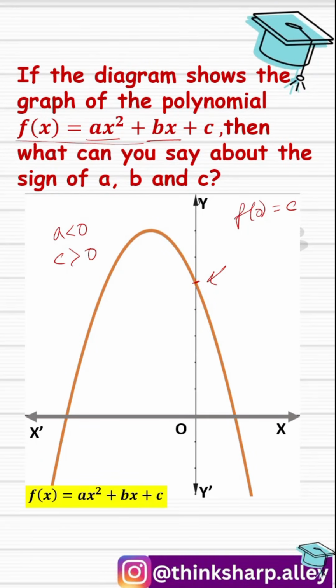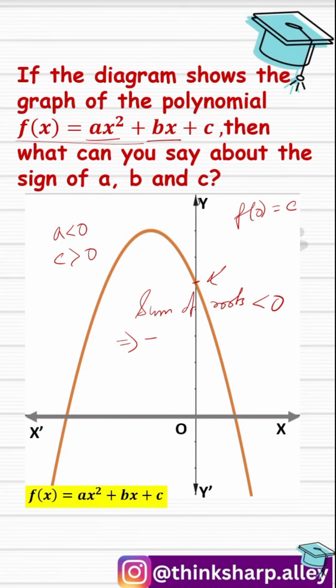Now, the tricky part. The graph cuts the x-axis at 2 points, one positive root, another negative root. But the negative root is farther from 0 than the positive root. So, the negative root has larger magnitude and hence the overall sum of the roots is negative.